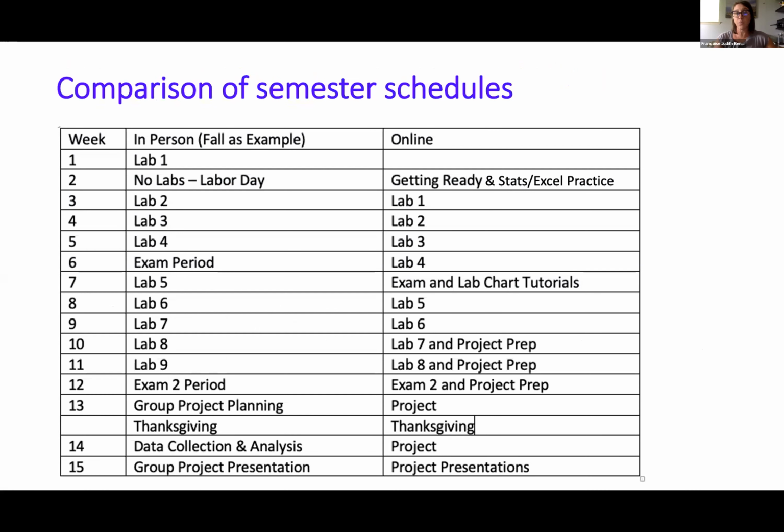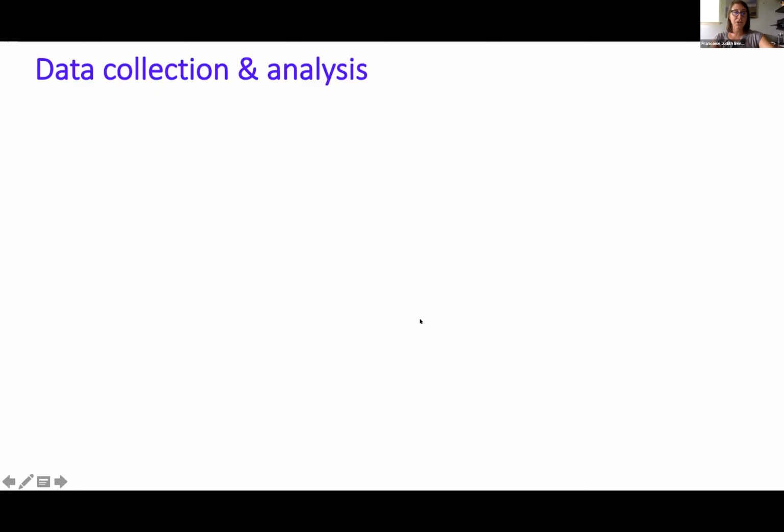And ultimately, this is what it looked like. 15 weeks in the in-person, and for the online class, dropping that week. Here are the 4 labs and an exam with the prep time, another 4 labs beginning the project prep time, culminating in the project presentation. At this point, I'm going to turn the presentation over to Janet.